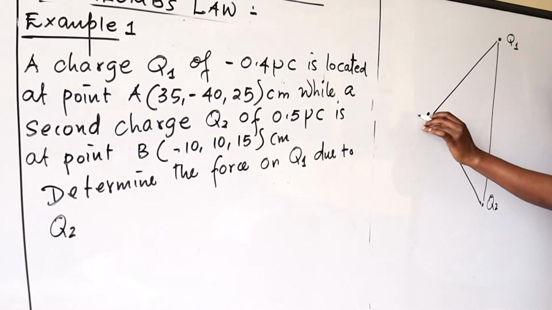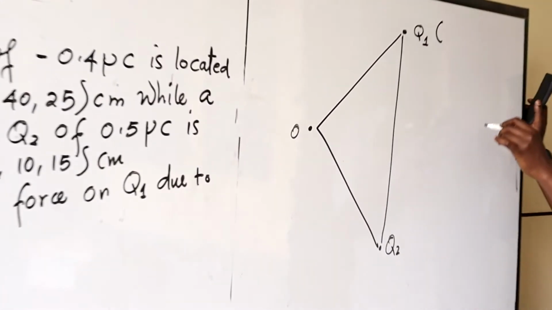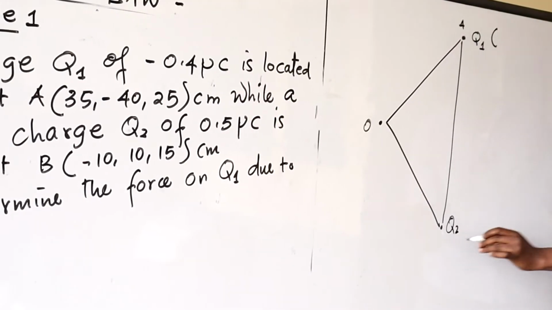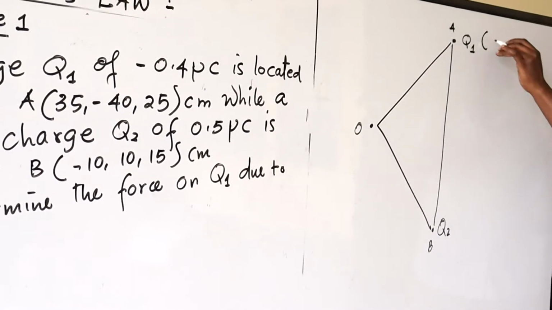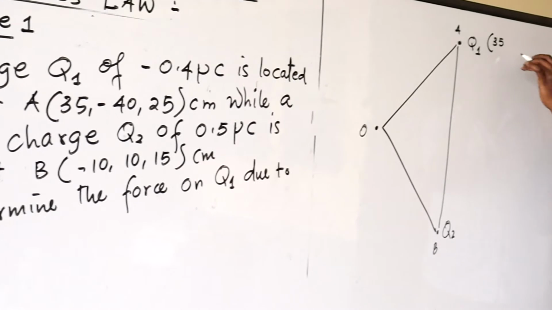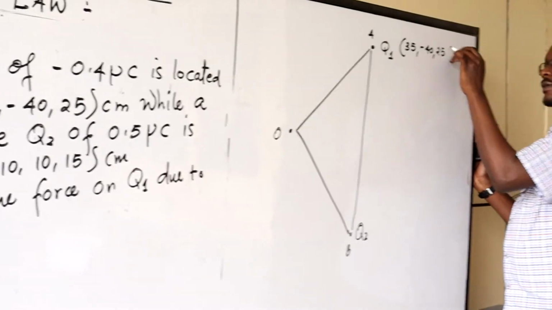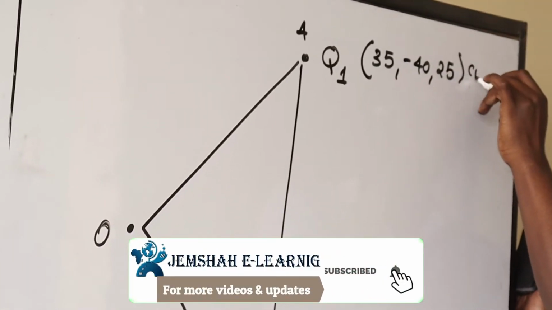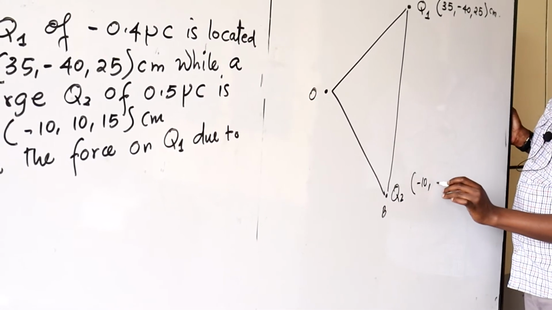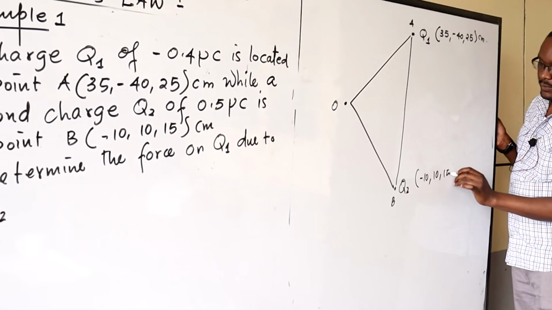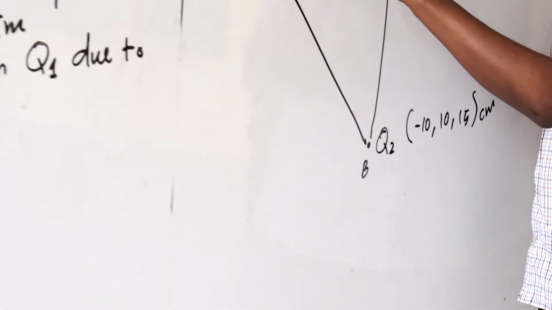So this is the origin O. Q1 has the following coordinates. Q1 is at point A, and Q2 is at point B. The coordinates of A are 35, negative 40, 25, all in centimeters. Similarly, B is at negative 10, 10, and 15 centimeters. So assume that this is our vector.